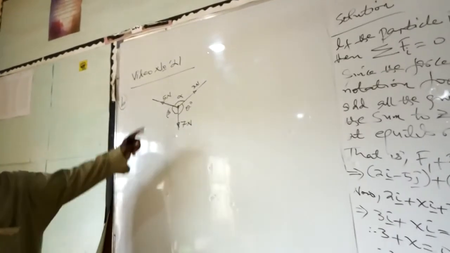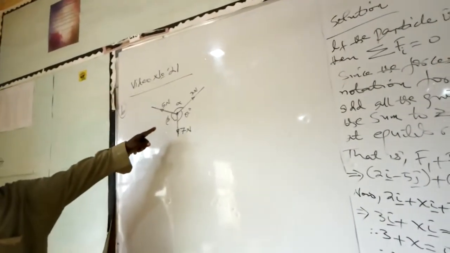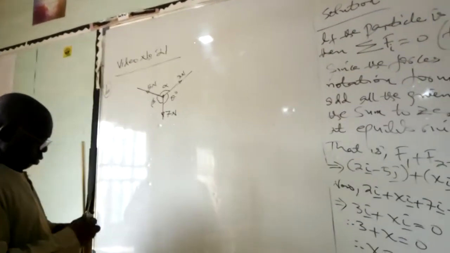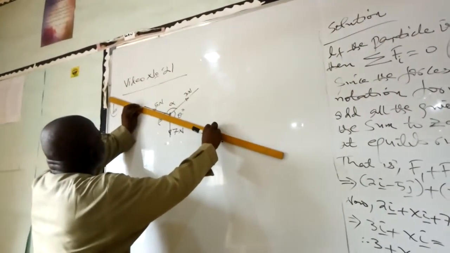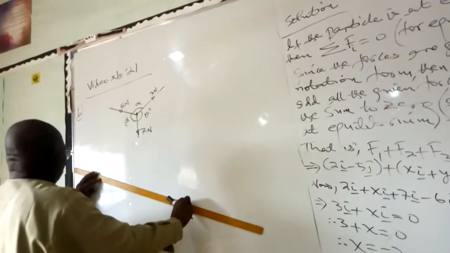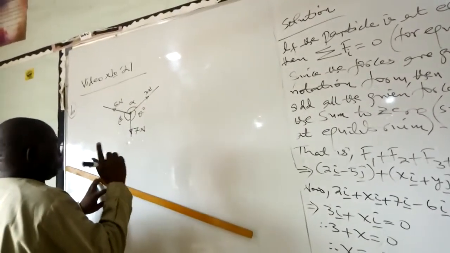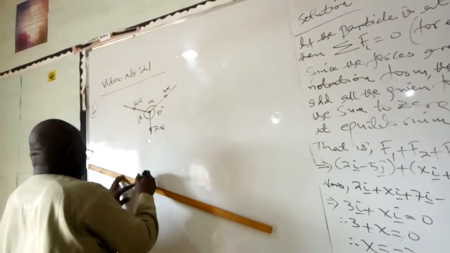Here, I can transform this into a triangle of forces. How do I go? I go like this. Draw one side of the triangle parallel to that 5 Newton force.